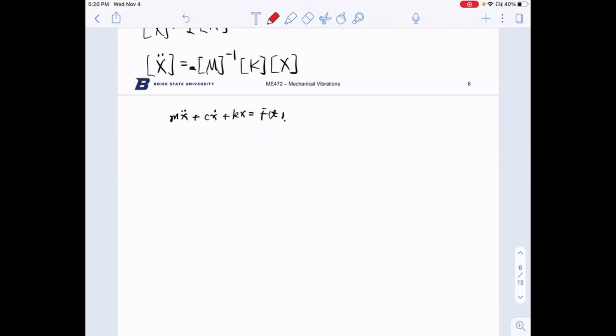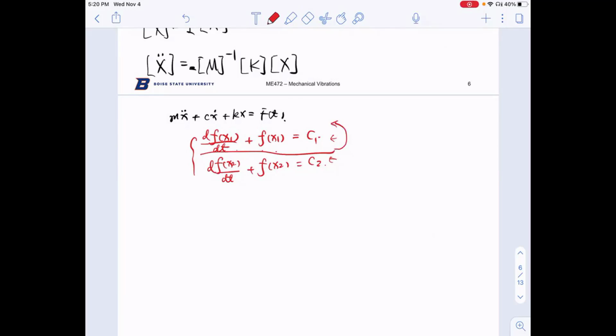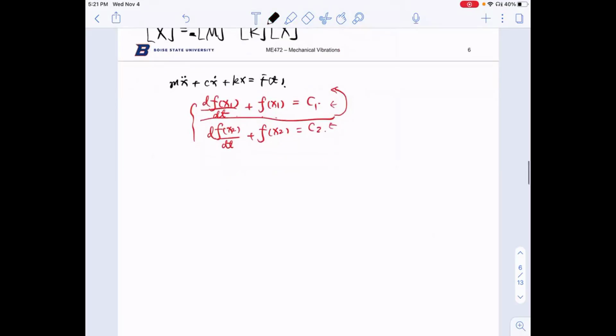So if you are able to get 2 equations like this, some constant times dx2/dt plus f x2 equal to c2, so if you're able to decouple your multi-degree of freedom ODE into these separated equations, then what you need to do is just go back to part 2 of this lecture, and then you can find the solution very easily. So that's the idea for the second one.